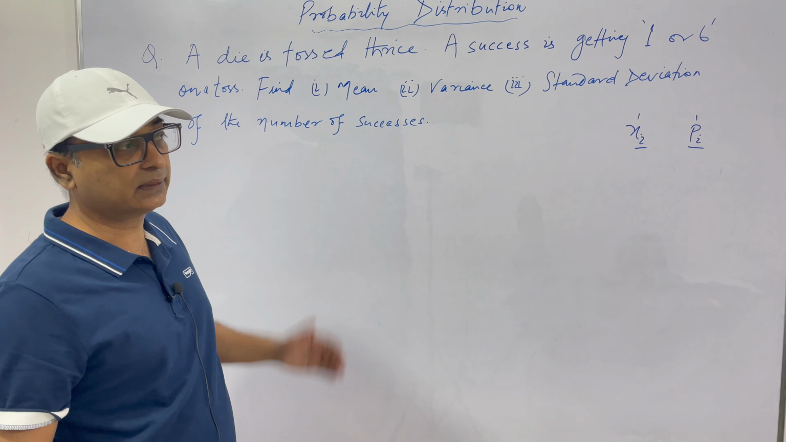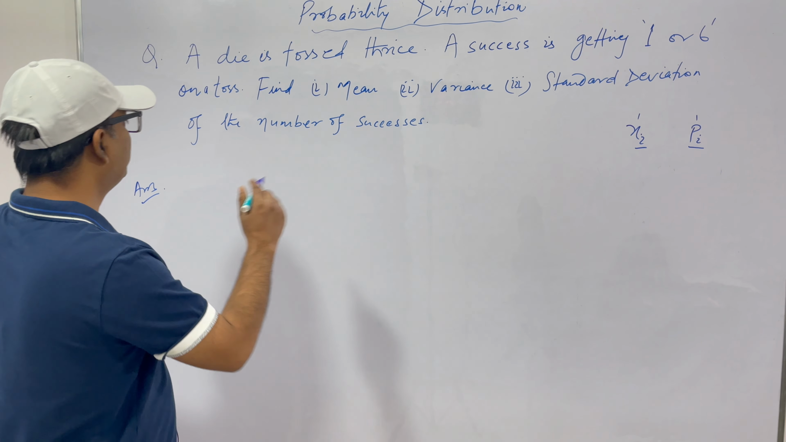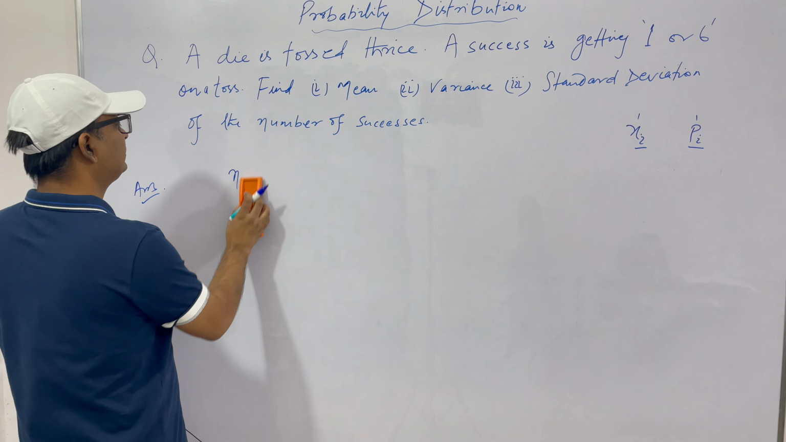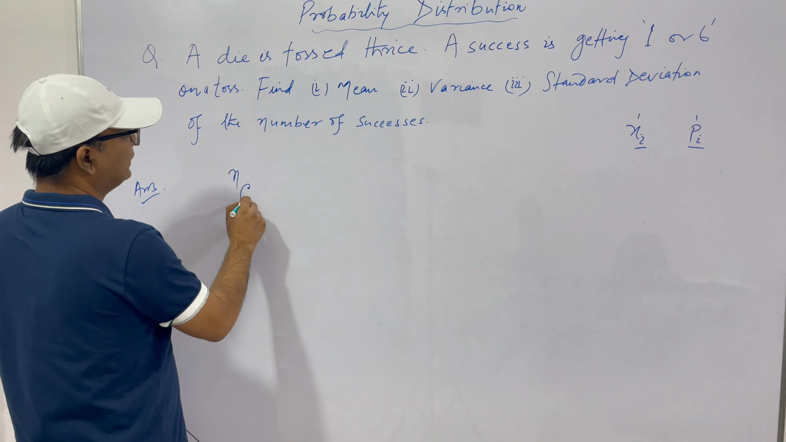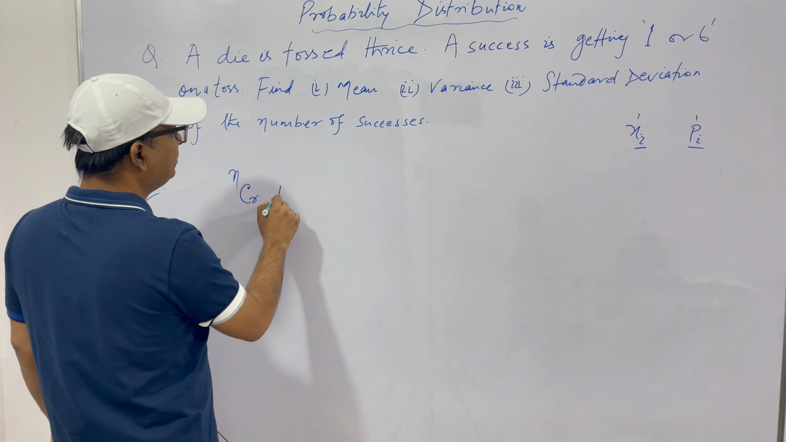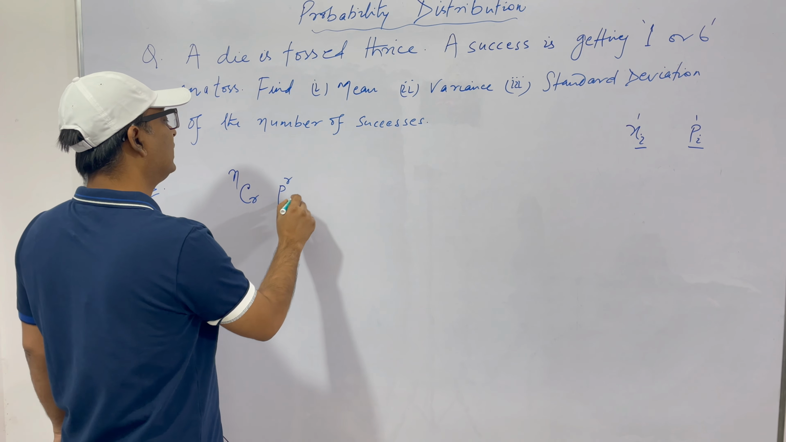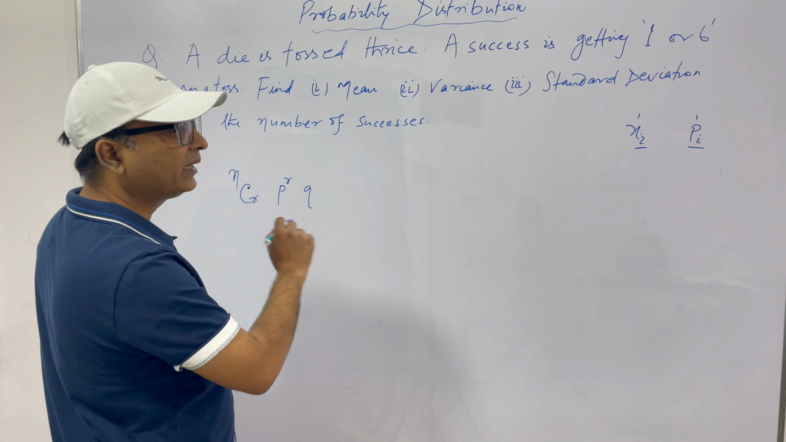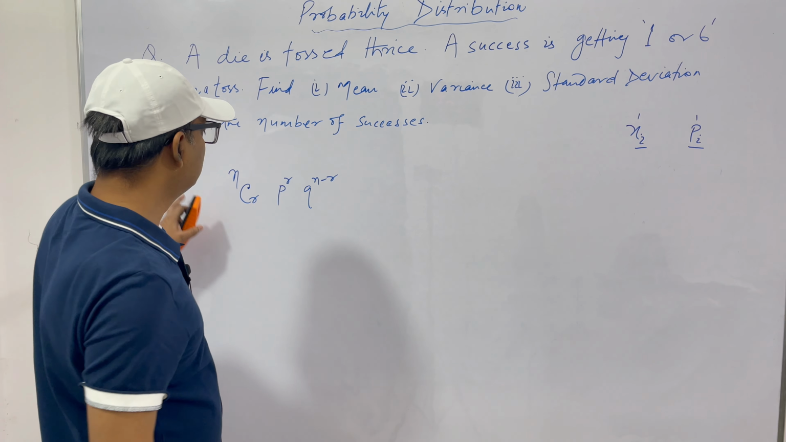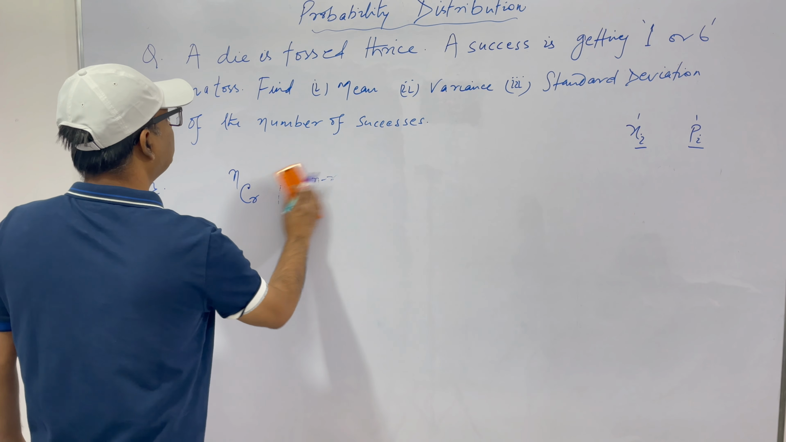This is binomial. This can be obtained by the binomial theorem of probability. So, what is the binomial theorem of probability? It says the probability is given by nCr p^r q^(n-r), where if the probability of getting 1 or 6 is p, then p to the power r, and q is 1 minus p, that is, not getting that event, to the power n minus r. This is what we get from the binomial theorem. So now we'll apply it.